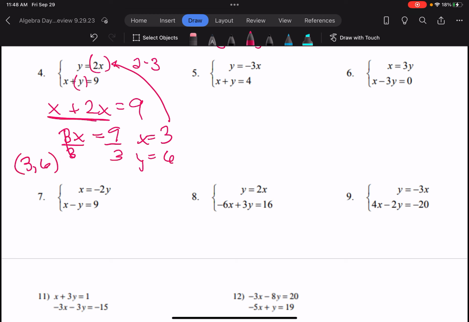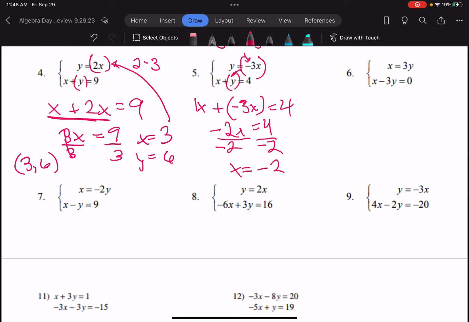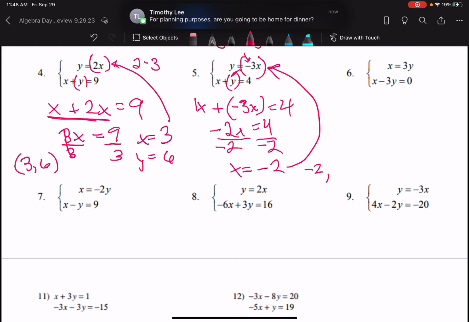Okay. I'll show you actually number 5 just because there's a negative here. So if we're putting that in as substituted here, it'd be x plus negative 3x equals 4. This is important because we have a negative 3x, and you got to keep that negative with our term. And so negative 3x plus 1x is negative 2x equals 4. Now I can divide both sides by negative 2, and we get x equals negative 2. I can plug that back in up here, and I'll get y equals 6. So you should have (-2, 6).